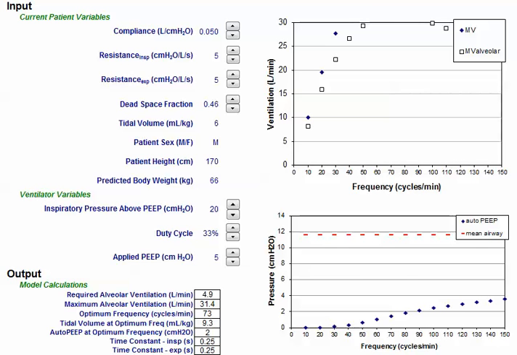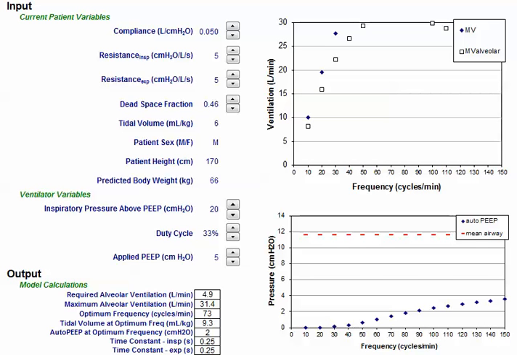This is Scott Ritchie, and this is Mathematical Models of Pressure Control Ventilation. I'm going to be talking today about my max minute ventilation and max tidal volume, and what variables are involved in obtaining these.